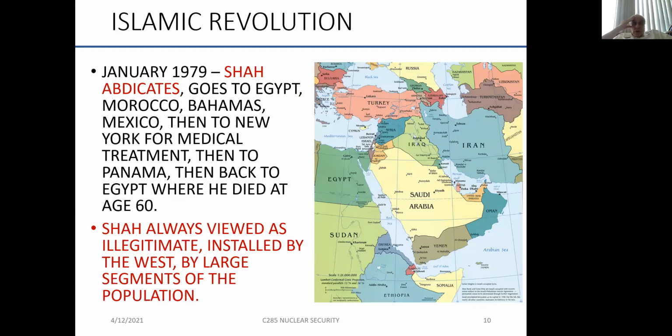In January 1979, right after the Bill article was published, actually the Shah abdicated. He was getting more ill from his cancerous condition, and he fled to Egypt, and then later shifted around. He went to Morocco, the Bahamas, Mexico, and New York for medical treatment. And then he went to Panama, and then back to Egypt, and he died there at the age of 60.